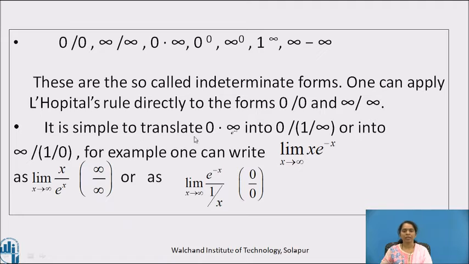Now it is simple to translate 0 into infinity into 0 upon 1 by infinity or into infinity upon 1 by 0 form. For example, one can write limit x tends to infinity x into e raised to minus x as limit x tends to infinity x upon e raised to x, which is infinity by infinity indeterminate form, or limit x tends to infinity e raised to minus x divided by 1 by x, which is indeterminate form 0 by 0.